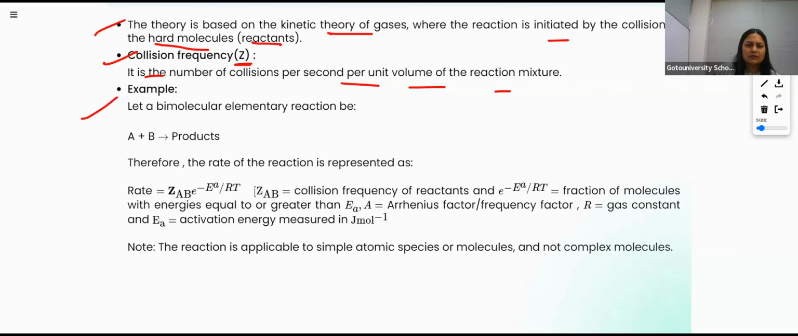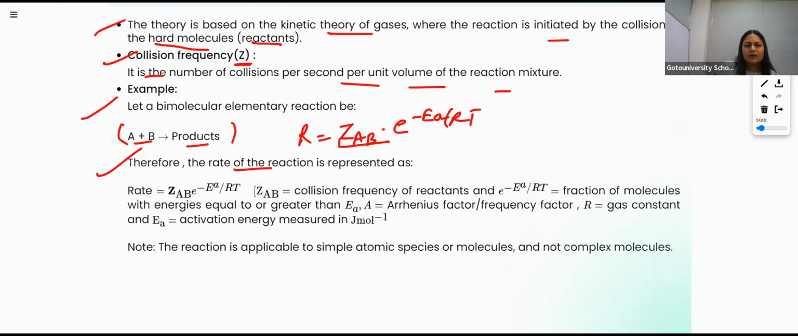Let us understand this by an example. This is a bimolecular elementary reaction, where A and B are the reactants forming some product. How are we going to write the rate of reaction for this? The rate will be the collision frequency of these two molecules times the rate constant, k, as I have just discussed.